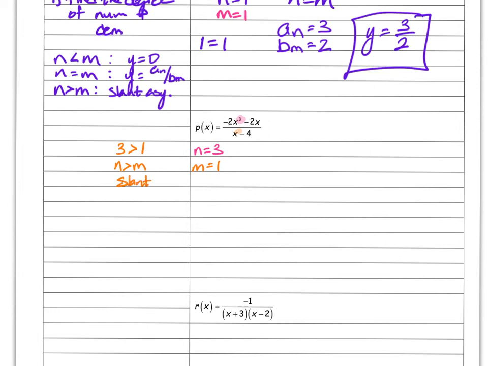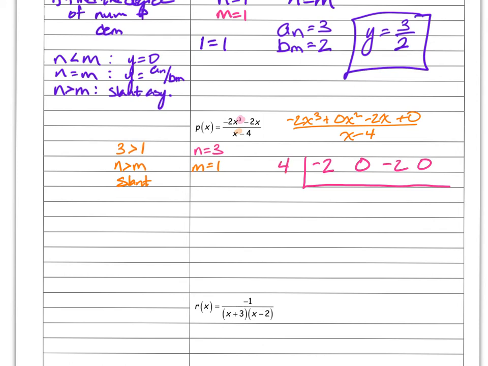That means I need to divide. I'm going to take negative 2x cubed plus 0x squared minus 2x plus 0, and divide it by x minus 4. I can do long division or synthetic division. Since this is just x minus 4, to the first degree, I'm going to do synthetic because it's quicker and easier. So I'm going to take my coefficients, which are negative 2, 0, negative 2, and 0.